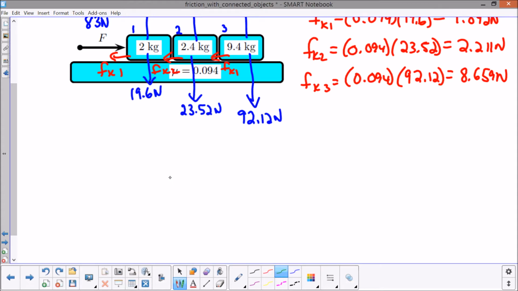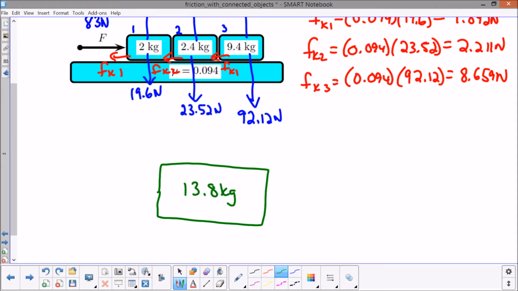The next step is going to be to treat this all as one system. The total mass is the 2 kilograms plus the 2.4 kilograms plus the 9.4 kilograms, which when you add those together, you get 13.8 kilograms. Again, that's the total mass of the system since it's all moving as one single object.